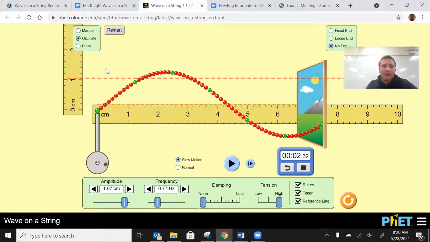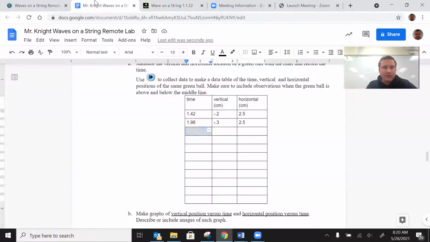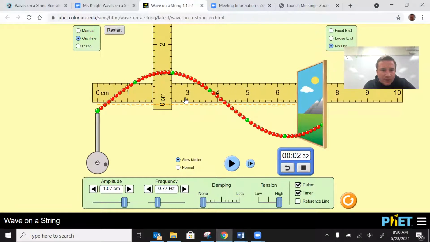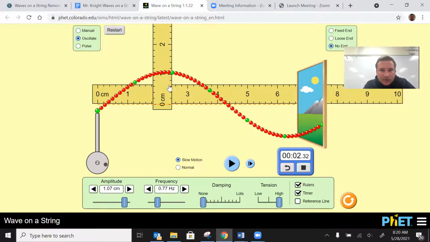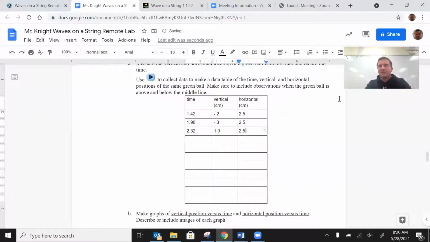Let's get one where it's above the line this time. I'm gonna get rid of this reference line here. So measuring from the orange now, right? This green ball. Now it's just about 1. So I'll put in 1. This was 2.32. Vertical is 1. Horizontal distance, if I come over here, move this out of the way, still 2.5. So that's what you're doing there.